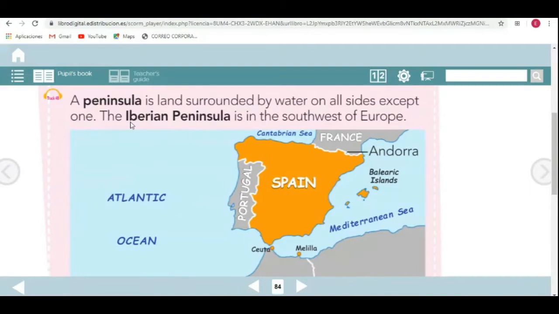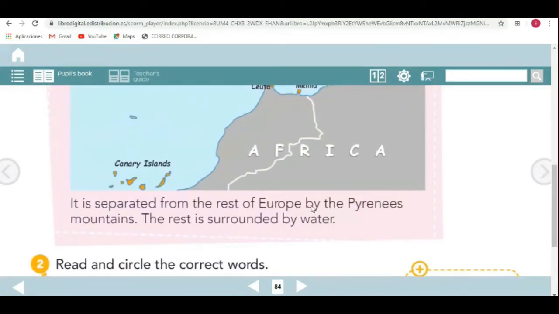What you have to do now will be listening. Wait a minute. A peninsula is land surrounded by water on all sides except one. The Iberian Peninsula is in the southwest of Europe. It is separated from the rest of Europe by the Pyrenees Mountains. The rest is surrounded by water.